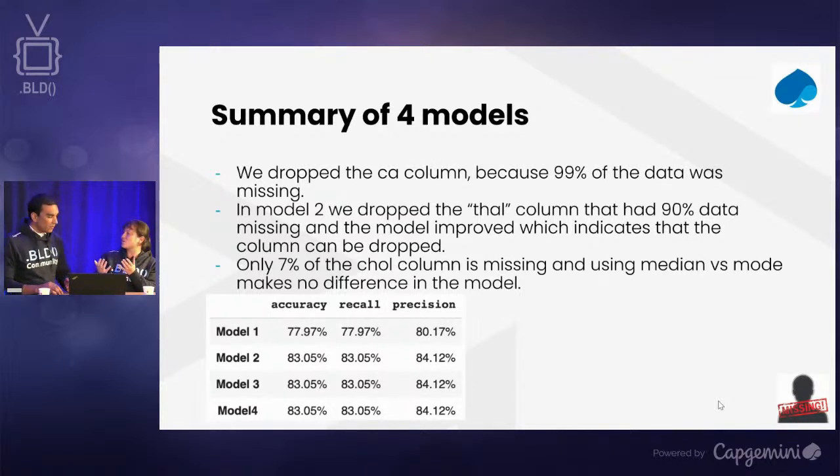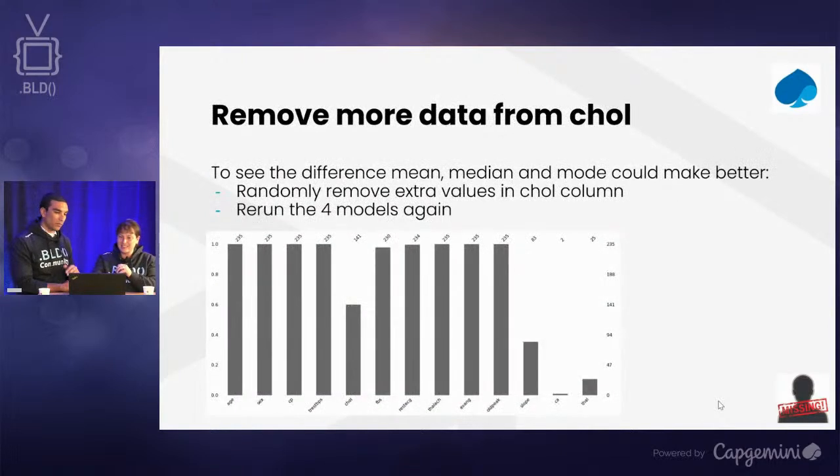So that's not a lot of data that's missing. And I looked at the median, mode, and mean, and they were lying really close to each other: about 230, 240, and 250. The graph actually goes from 0 to 700, so they're fairly similar, and it's only 7% missing. So I thought maybe let's dig a bit further and remove more data from the col column, just to show you that it actually makes a difference, hopefully. We'll see in the next slide.